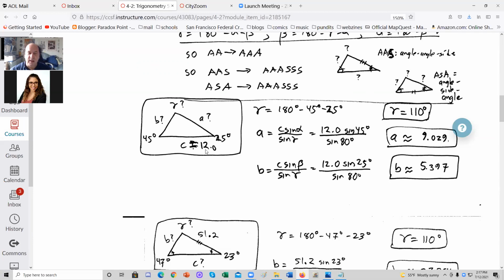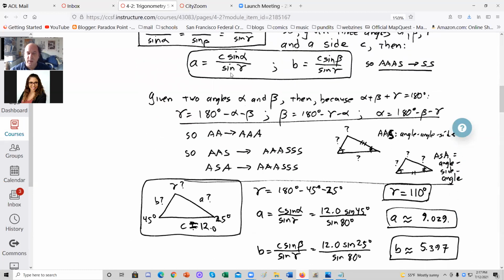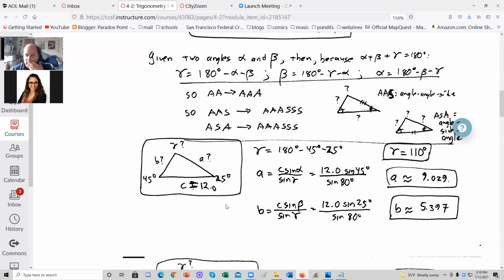So now we have a side C and its opposite angle gamma equal to 110 degrees. And by this formula, we'll get that A equals C sine alpha over sine gamma. That's 12.0 sine of 45 degrees over sine of... oh my dear, how did I manage? I don't know how this happened. This is a mistake. This should be 110 degrees. These are erroneous.